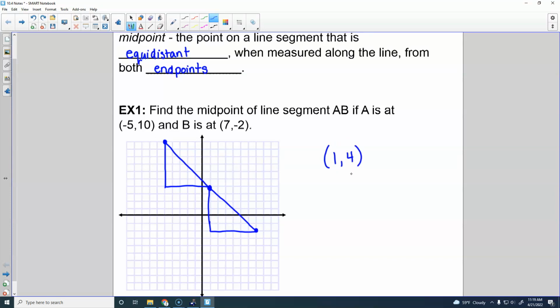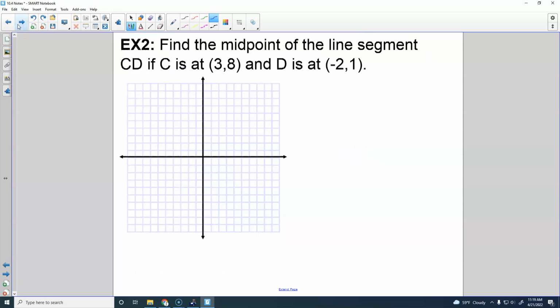Now, as you can imagine, just looking at the graph is probably not going to be our best bet for this, because we saw that Julian messed it up the first time, right? He was close, but not quite there.